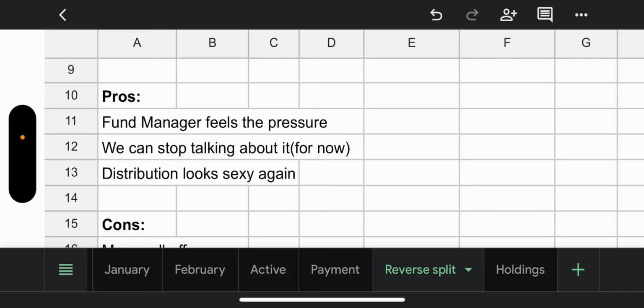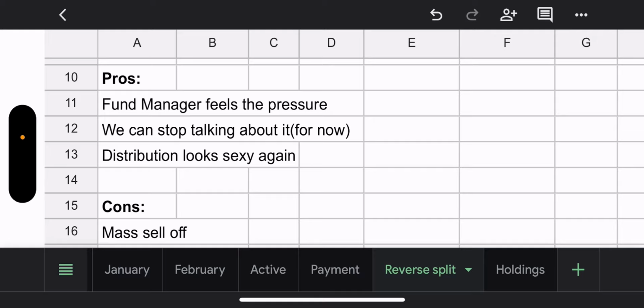So anyway, what are the pros? Well, to me, the pros are the fund manager, whether it's the current or a new one, they are now feeling the pressure to maybe have a little better performance. Should they have had a reverse split already? You know, it's been a little over a year, right? I don't know. Obviously, the company knows, okay, TSLY had a reverse split. Who's running this fund? So maybe the fund manager feels pressure. Maybe not. Who knows?